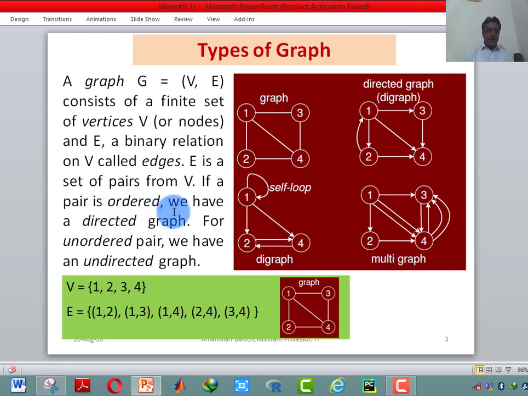If a pair is ordered, we have a directed graph. If 1 to 3 exists, 3 to 1 does not exist, then it is ordered. It is called directed graph. For an unordered pair, we have an undirected graph. This one is an undirected graph because no direction is set. We can make a pair from 1 to 3 or either from 3 to 1. This was the definition of graph, and these are the types of graph: undirected graph, directed graph, digraph, multigraph, self loop.